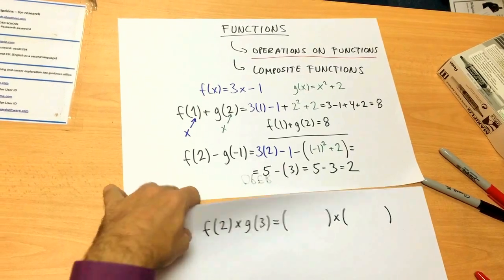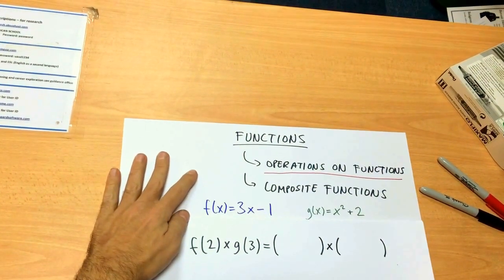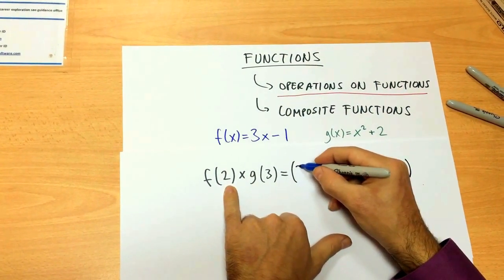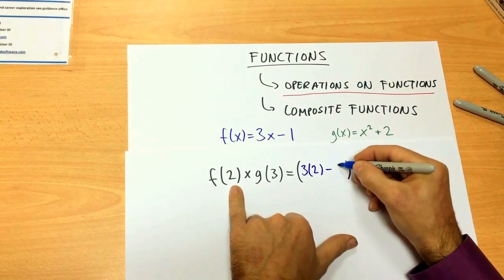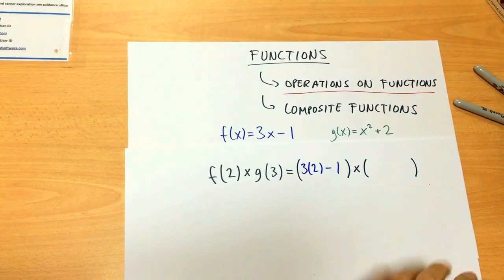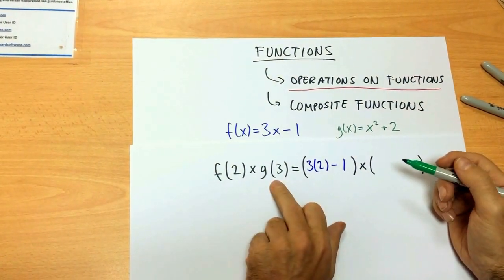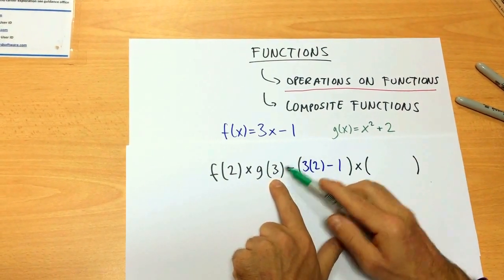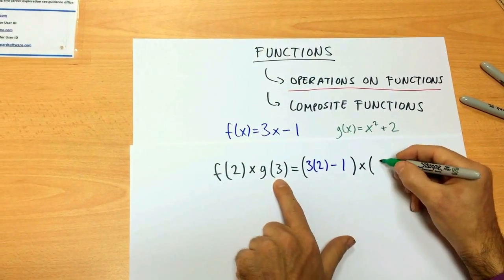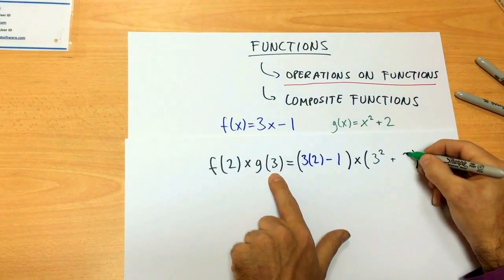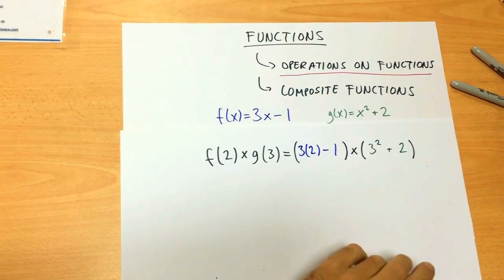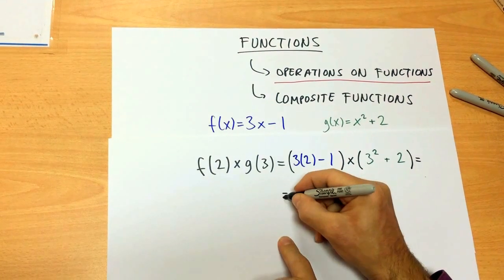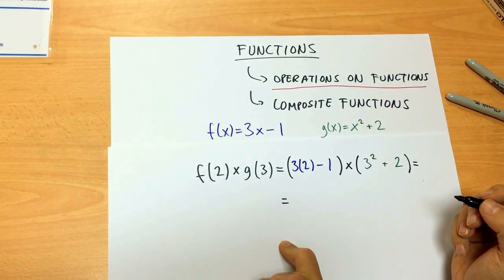F was the blue one. Let's see here. So f of x is 3x minus 1, and x was equal to 2. So I will have 3 times 2 minus 1. That's this guy. Let's see what happens with g. G of 3. Well, for g, I have x squared plus 2. So when x is equal to 3, I will have 3 squared plus 2. And good. Now we're down to the math part again, the basic math part, let's say, operations on numbers.